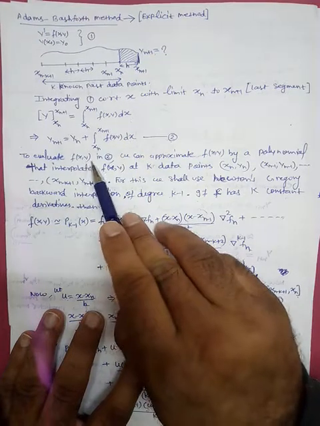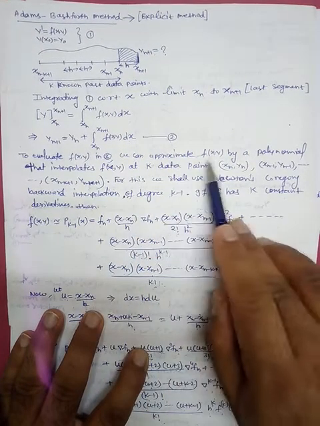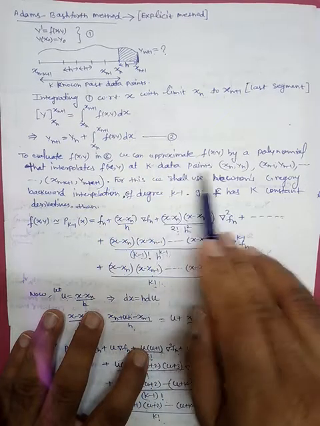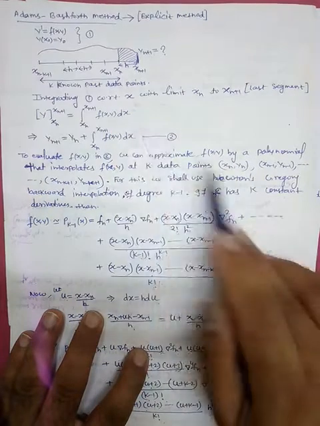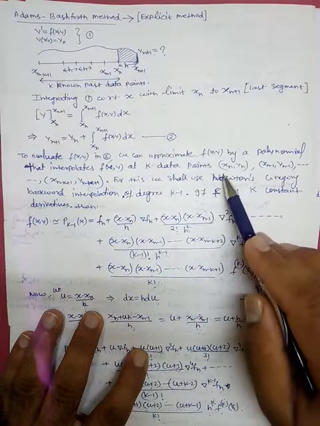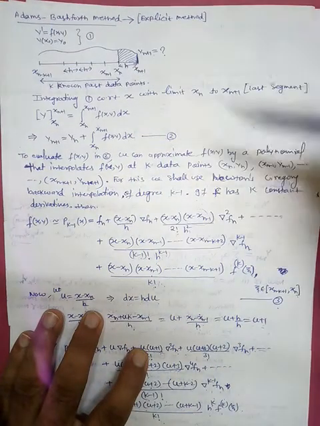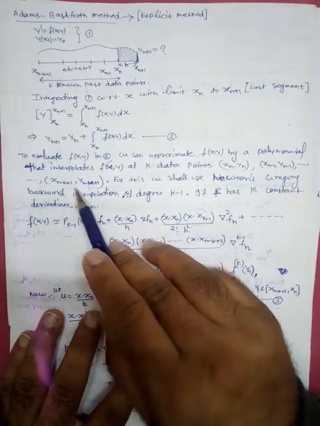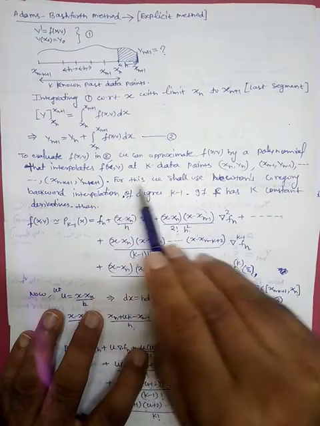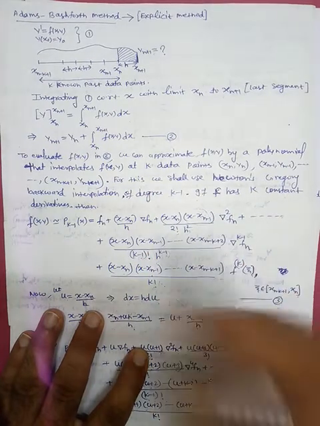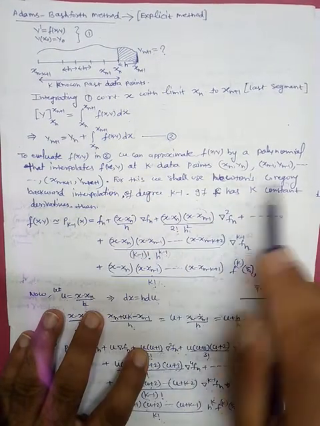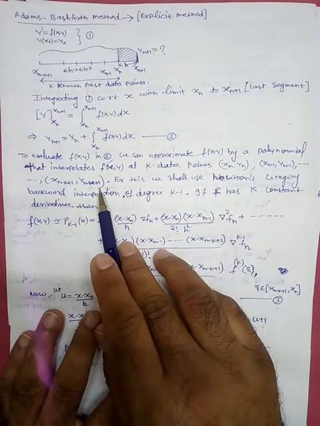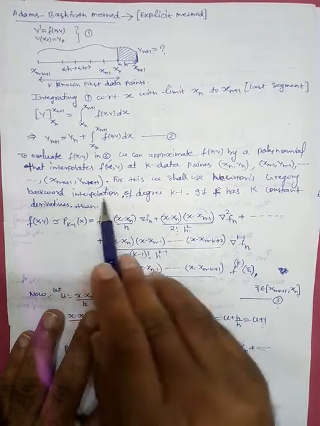Now to evaluate f(x, y) in 2, we can approximate f(x, y) by a polynomial that interpolates f(x, y) at k past data points. The first point is xn, yn. The second is xn minus 1, yn minus 1, and so on. And the last point will be the pair xn minus k plus 1, yn minus k plus 1. For this we shall use Newton's Gregory backward interpolation. This is very important: to interpolate f(x, y) with the help of these past data points, we are using Newton's Gregory backward interpolation.